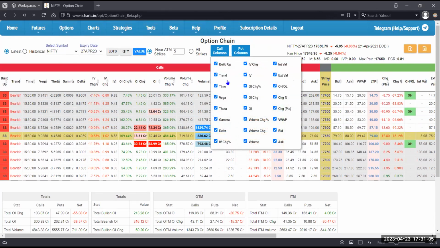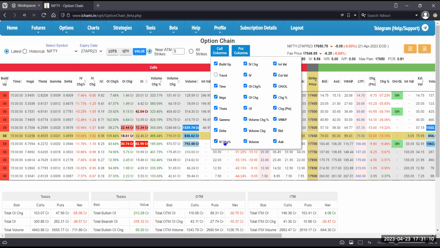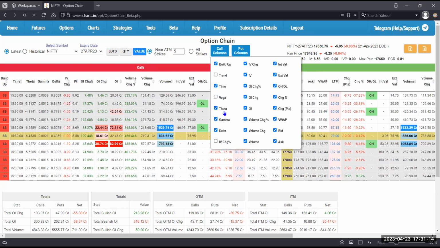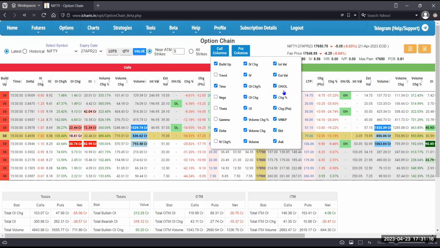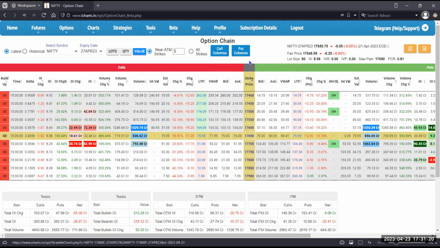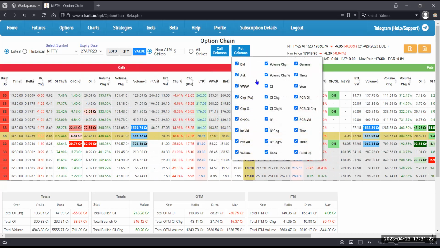There's some issue over here, everything is getting enabled, so let me see. Hide the Greeks, yeah, we'll hide the Greeks. This side also has got enabled.